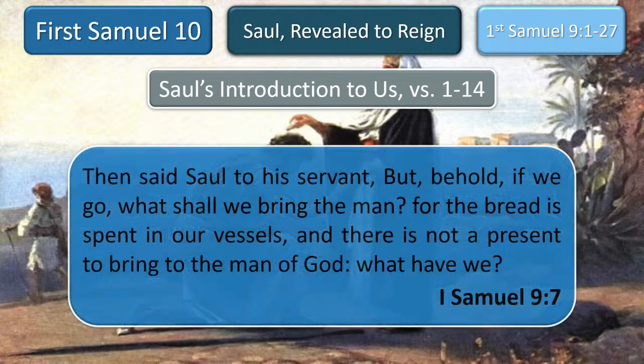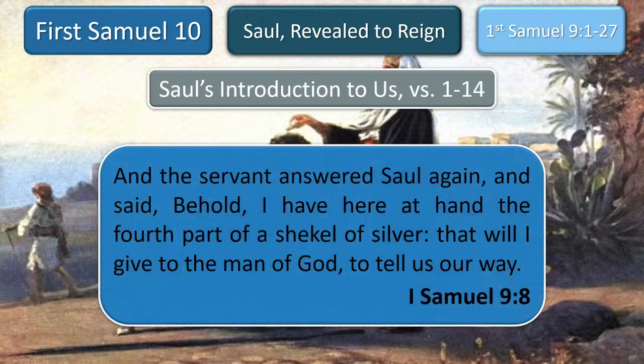Well, then what do we find? That sounds like a great idea. Then Saul said to the servant, but behold, if we go, what shall we bring the man? For the bread is spent in our vessels. This is another point you need to pay attention to. They're out of supplies. There's no present to bring the man. What have we? And the servant answered Saul again and said, behold, I have here at hand the fourth part of a shekel of silver. That will I give to the man of God to tell us our way. Whoop, whoop. That's not a very good tip. That's pretty poor.